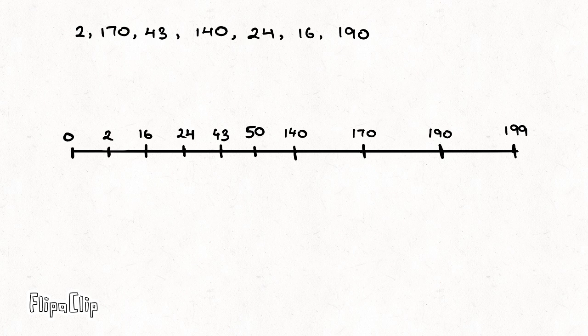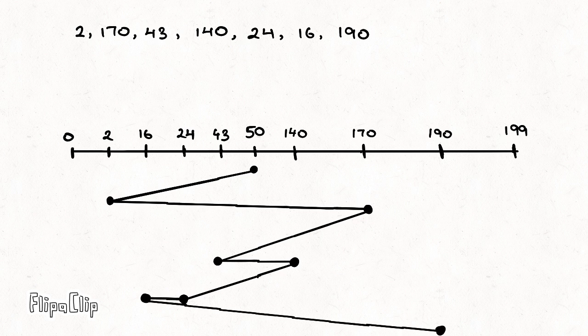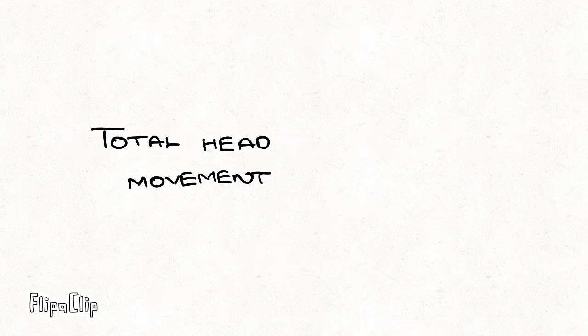When it comes to first come first serve, we move towards the request which comes first. So from 50, which is our current position, we'll move to 2, and from 2 to 170, 170 to 43, 43 to 140, 140 to 24, 24 to 16, and 16 to 190. Now that we have mapped the head movement, it's time to find the total head movement, which is the objective of every algorithm.